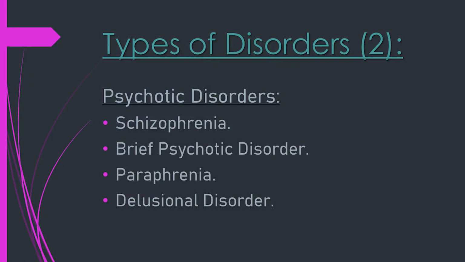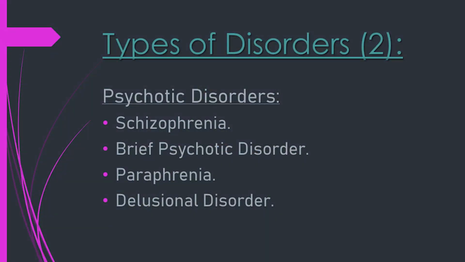The second type is psychotic disorders. In this disorder, the person totally loses contact with reality and experiences distorted perceptions. He totally loses his mind and cannot take control over his body. This type of disorder includes schizophrenia, brief psychotic disorder, paraphrenia, and delusional disorder.